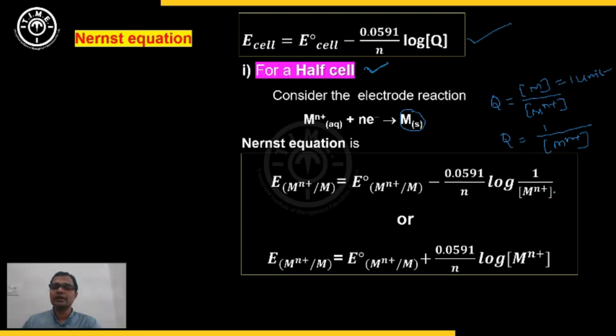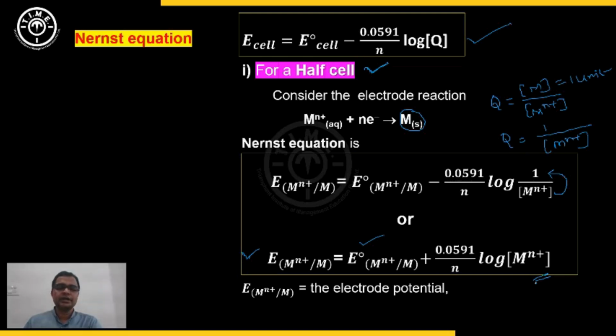Now this M n plus ion concentration moves to the numerator, then minus becomes plus. So the second term here becomes plus. Then you will get log of M n plus ion concentration multiplied with 0.0591 by n. This term is added to the standard electrode potential of the metal electrode. So if you know all the values here, then you can calculate the electrode potential of the metal electrode.